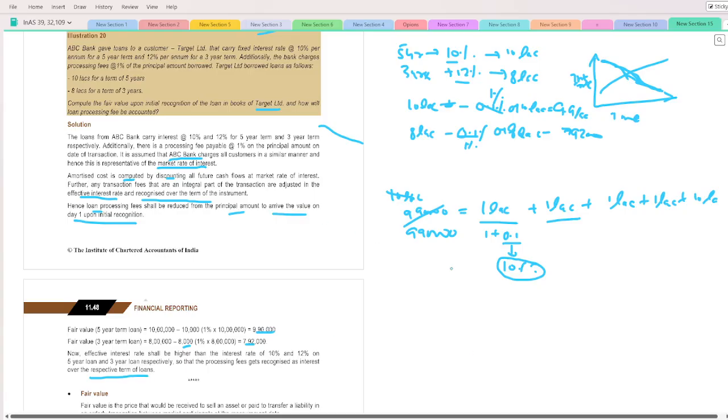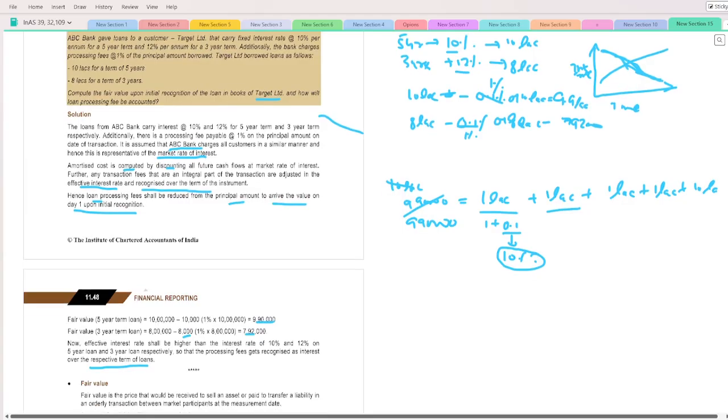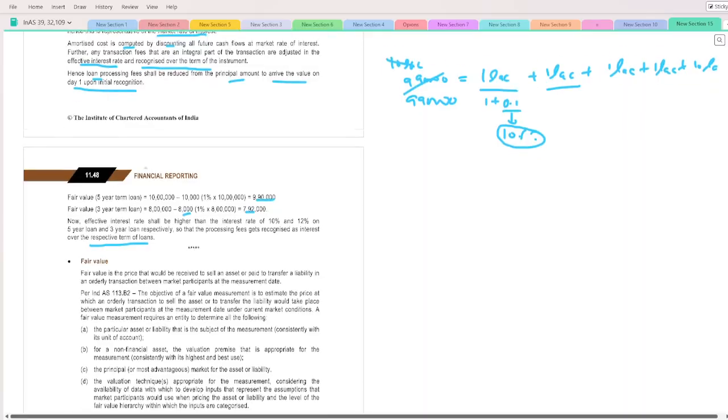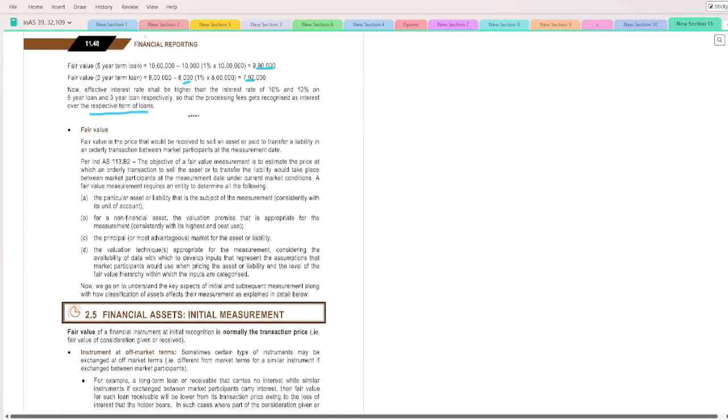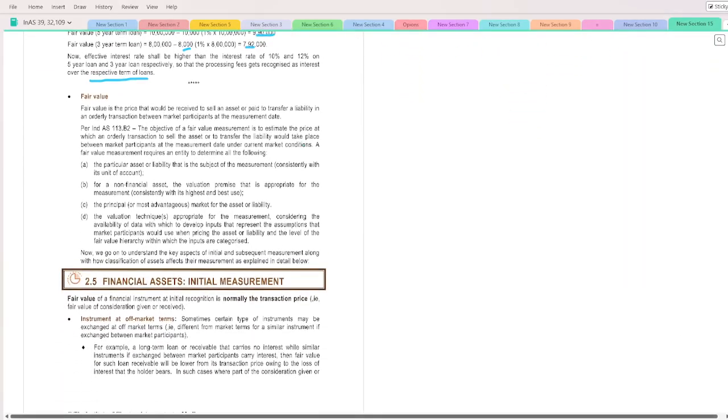So just again, I am requesting you to have a look at that video of the effective interest rate. Then it will be easy for you to see all these things, because it's just a mathematical thing. Or otherwise, you will be learning all this in the AFM also, playing with the time value of money.